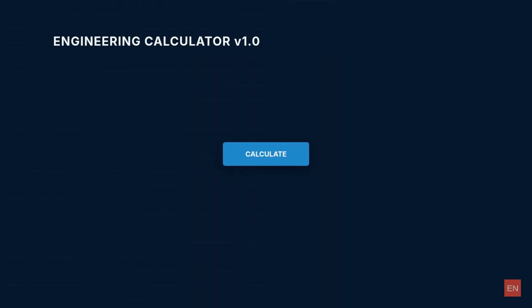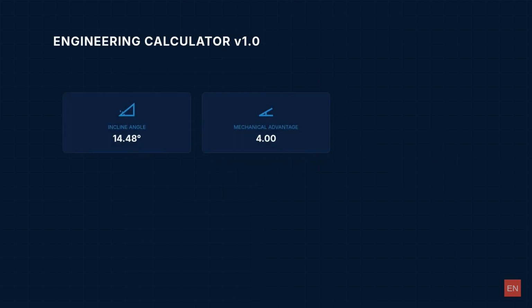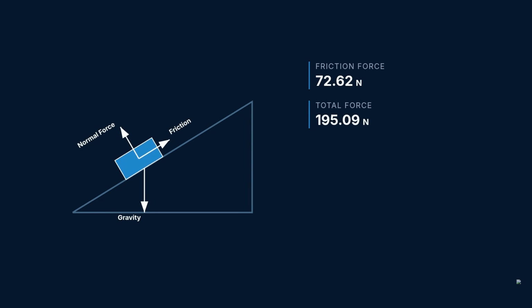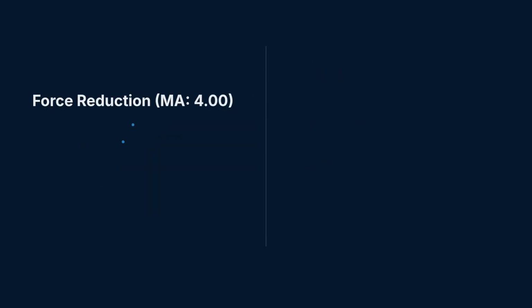After clicking Calculate, the results show incline angle 14.48 degrees, mechanical advantage 4.00, ideal force with no friction 125.00 newtons, friction force 72.62 newtons, total force required 197.62 newtons, and efficiency 63.25%. This tells us the ramp reduces the required force by a factor of 4, but friction adds 72.62 newtons to our ideal force requirement.